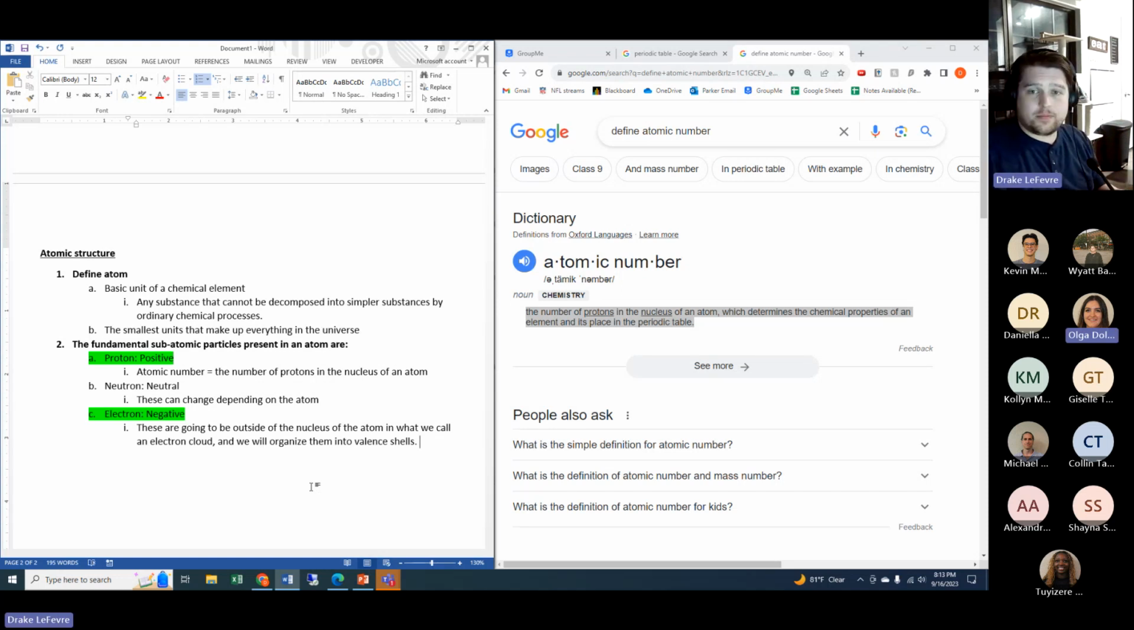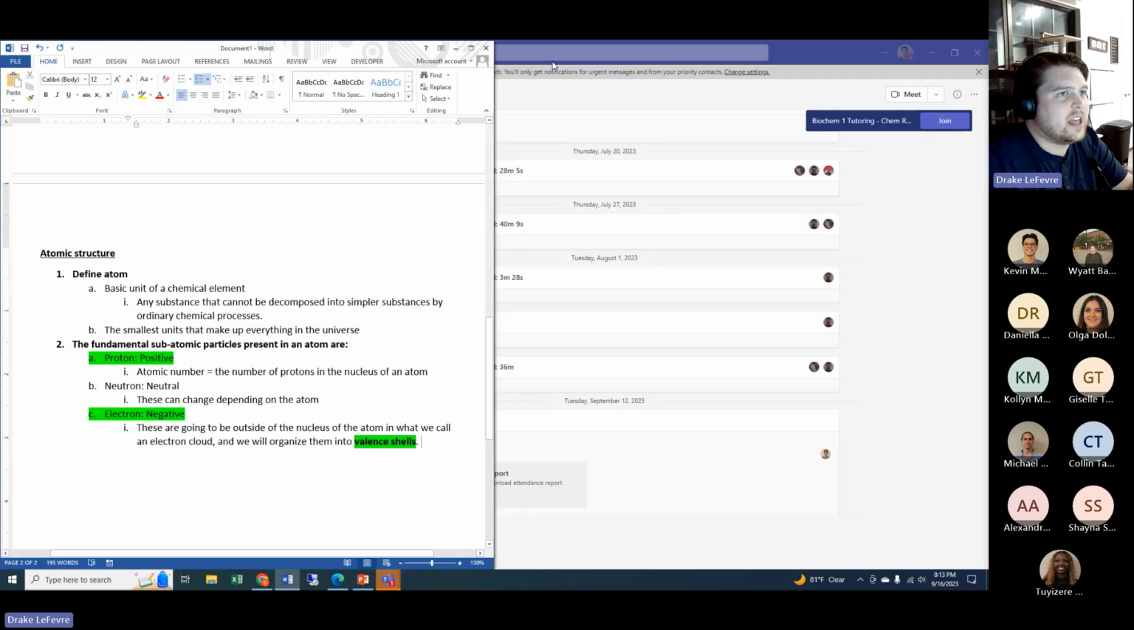No, that looks pretty easy. So will it be defined as the electron cloud or the valence shells? It could be called either one. So for the purpose of this class, we're going to focus on valence shells. Okay. That's going to be our main focus for the purpose of this class.